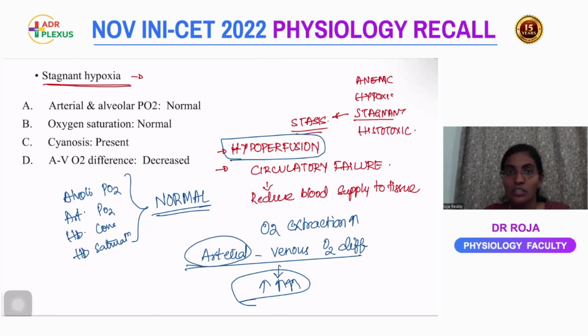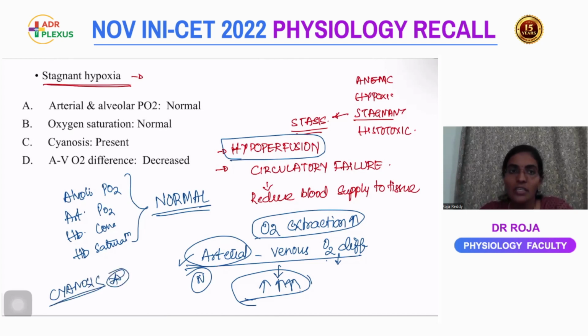Because hemoglobin, saturation, PO2, everything is normal. The problem is in the oxygen extraction. There is increased extraction because the tissues are getting so little blood that they tend to meet their needs by removing more oxygen from the blood. Hence, the venous oxygen will be reduced. So, if this is normal and this is reduced, what will happen to the arteriovenous oxygen difference? It will be increased. And since the amount of reduced, or deoxygenated, hemoglobin in the blood is increased, there will be cyanosis. So these are the various features of stagnant hypoxia.